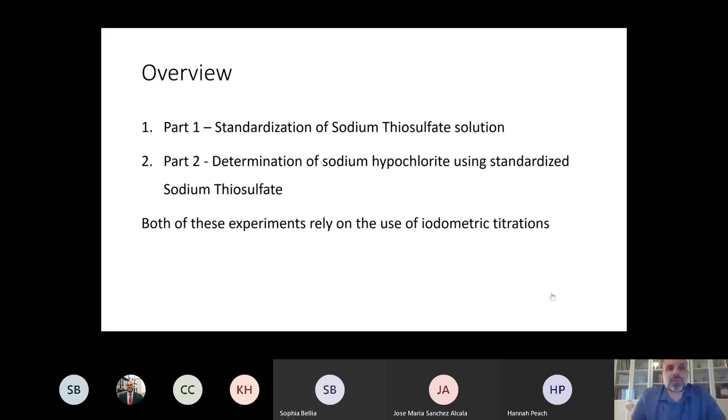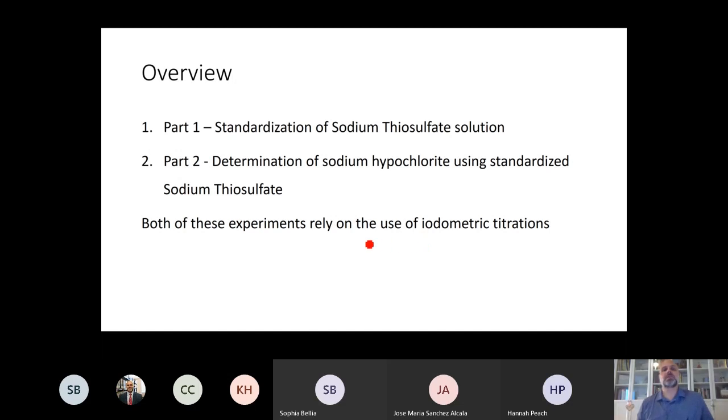So that's part one. We'll talk about standardizing the sodium thiosulfate solution, and then we're going to move on to part two. Once we have that standardized sodium thiosulfate solution, we can take this unknown concentration of sodium hypochlorite, which is just bleach, and use the standard sodium thiosulfate solution from part one to determine the concentration of this sodium hypochlorite solution. Both of these experiments rely on the use of iodometric titrations.